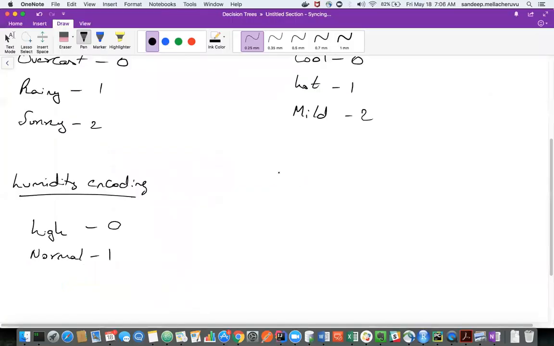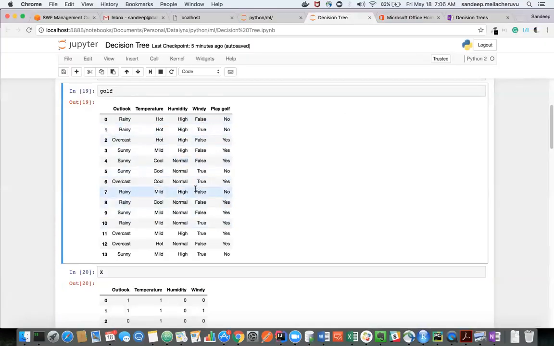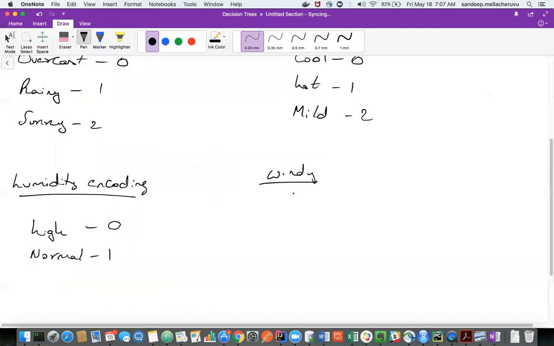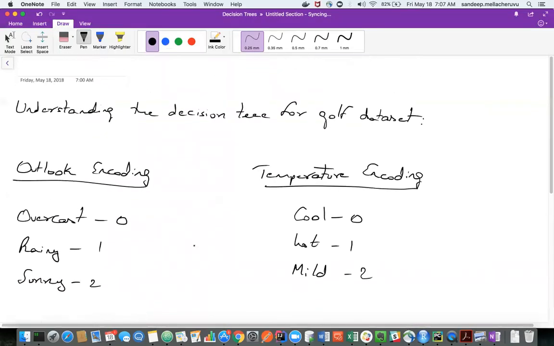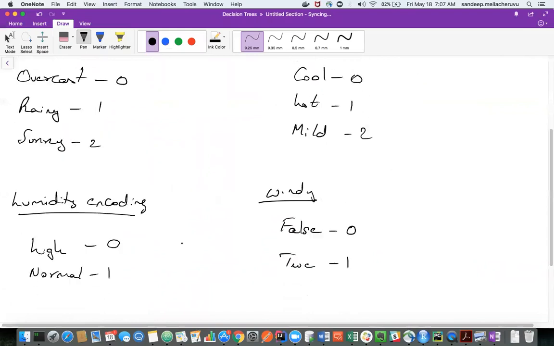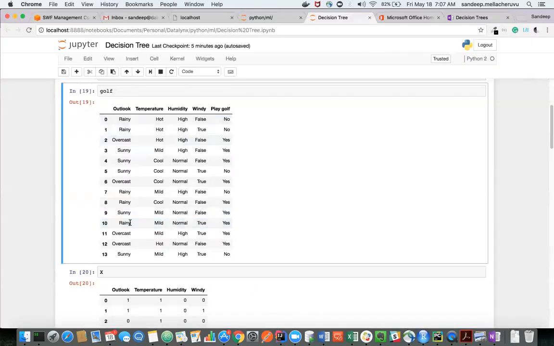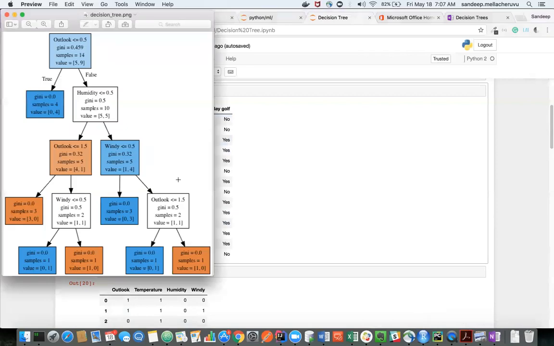And finally, windy. What is windy? Windy is either true or false. False is 0. True is 1. Let me write that also. Okay. Now I try to find the actual encoding for each of these values. Now let me go back to the tree and rewrite this tree. How do I rewrite the tree?